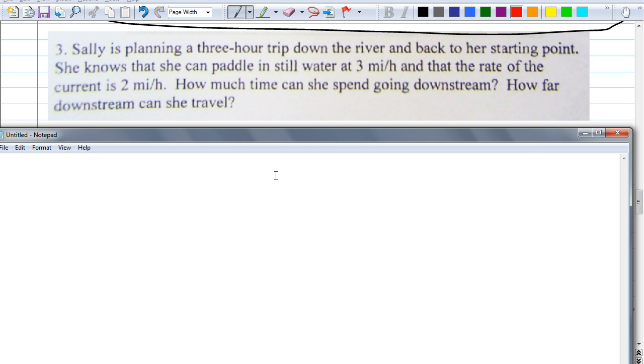Sally is planning a 3-hour trip down the river and back to her starting point. She knows that she can pedal in still water at 3 miles an hour, and the rate of the current is 2 miles an hour. How much time can she spend going downstream? How far downstream can she travel? Okay. What is this asking? What's going on here in this problem? Can somebody explain what's going on?